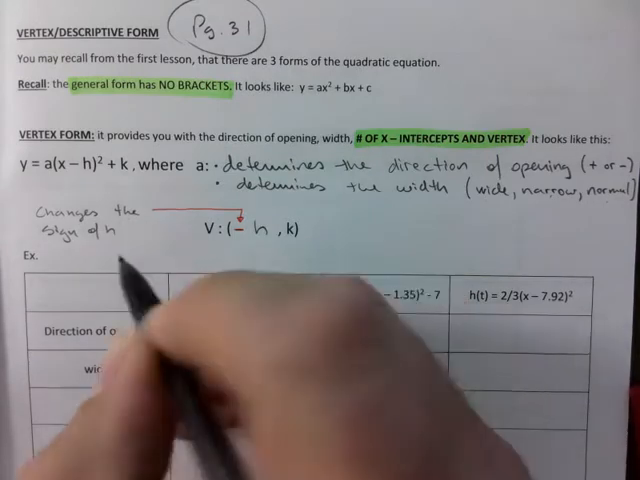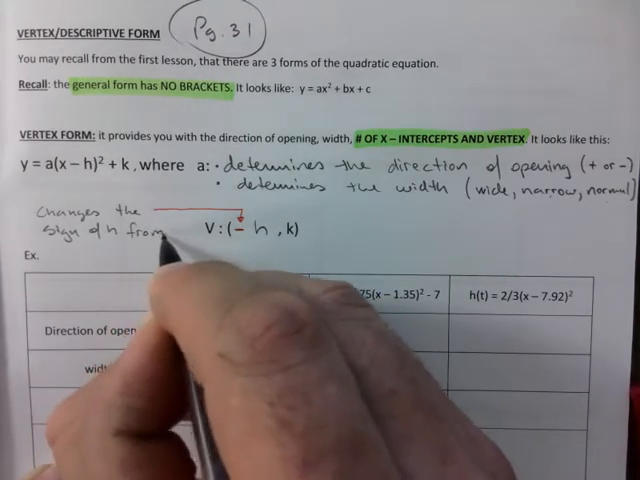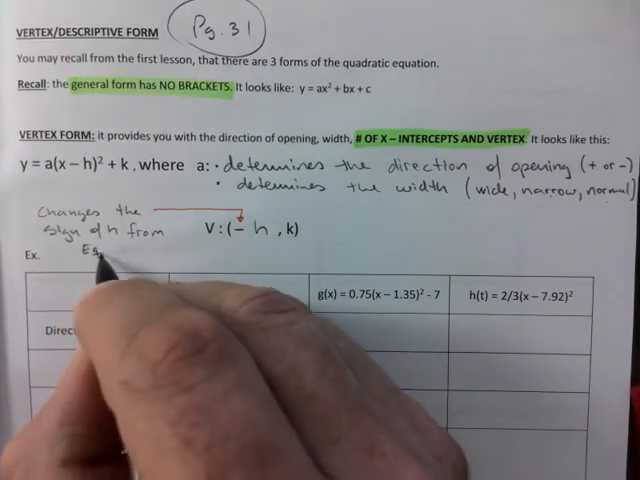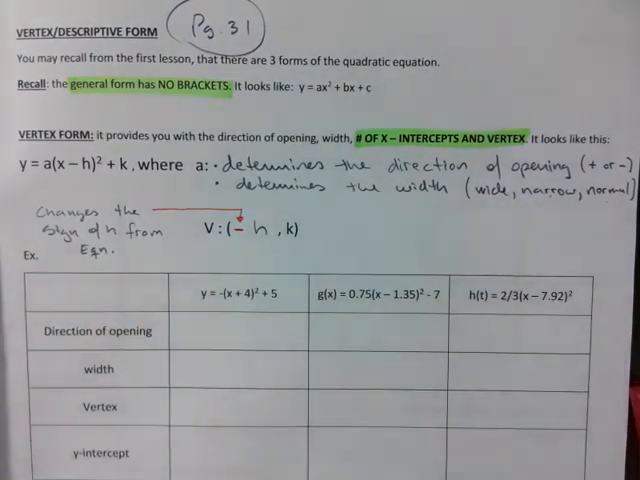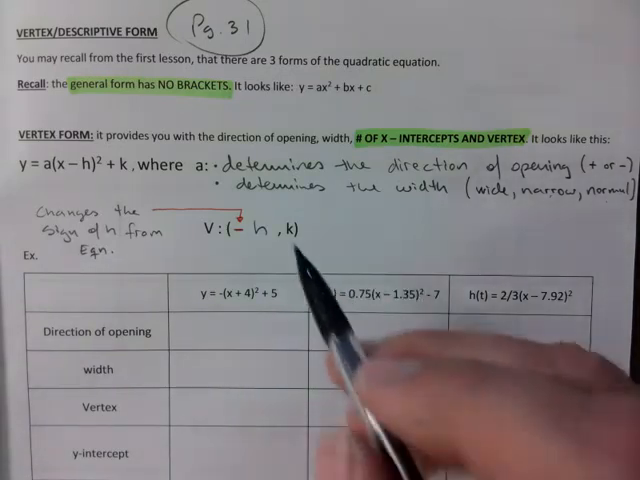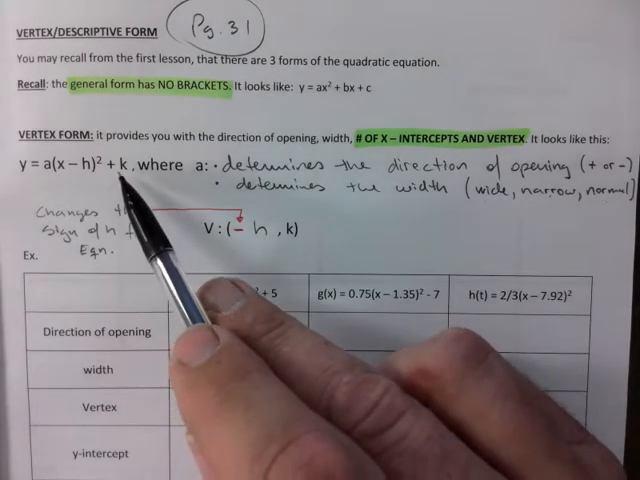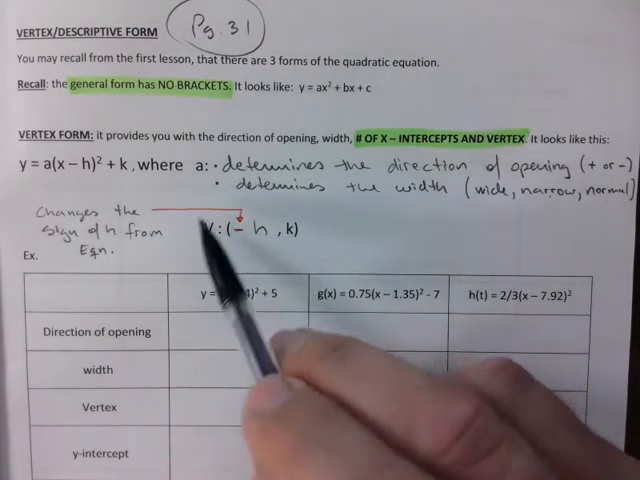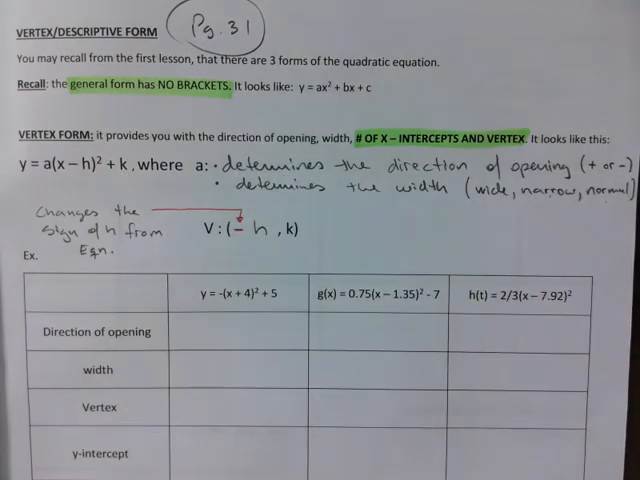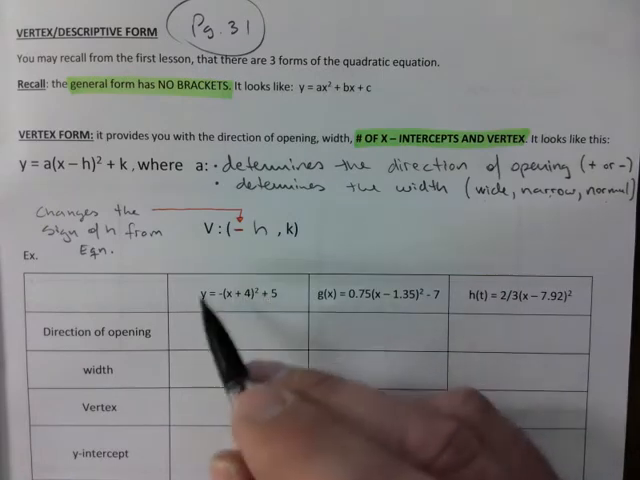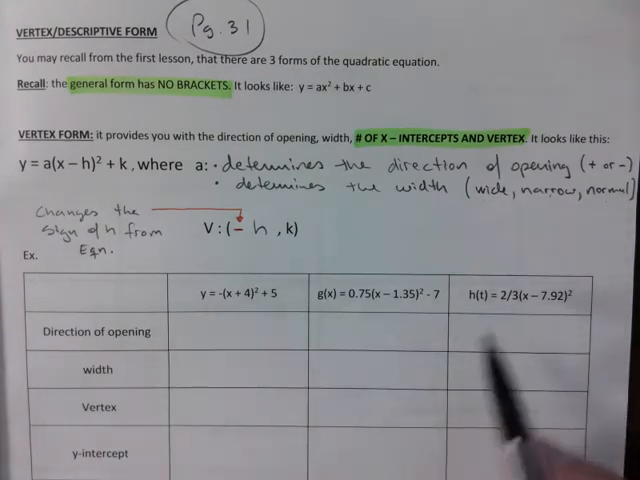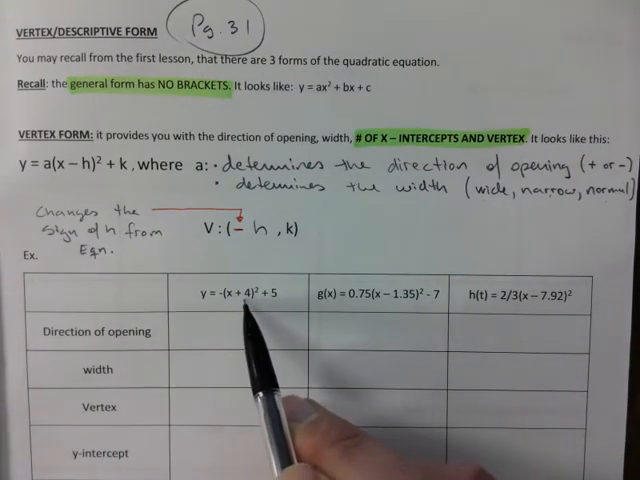Sorry, this is how I write equation when I don't want to write the whole thing. So that's very important. K stays the same. K is unchanged, so you will copy it exactly the way it is over here. So that's our vertex just from looking at it. If I gave you something like this, you should immediately recognize that this is in vertex form.